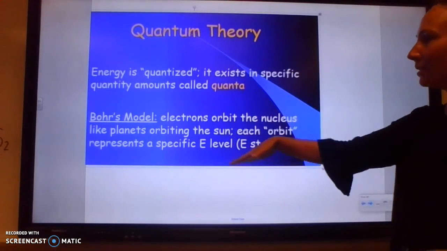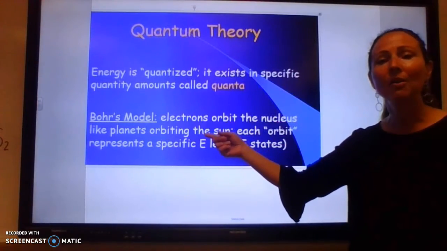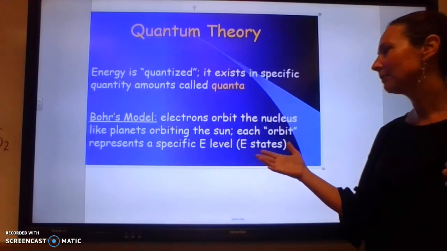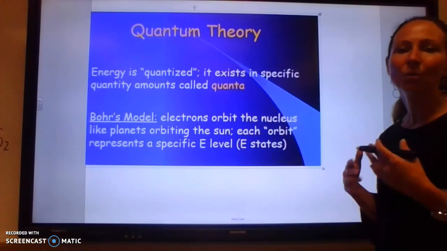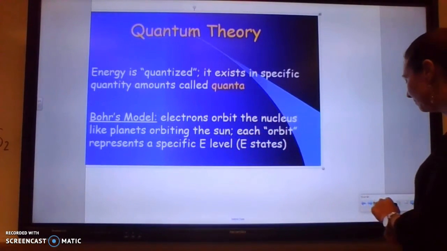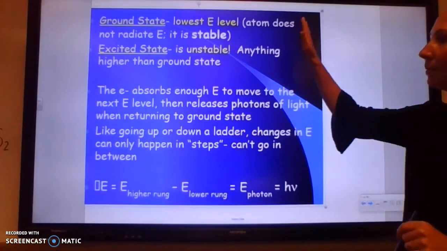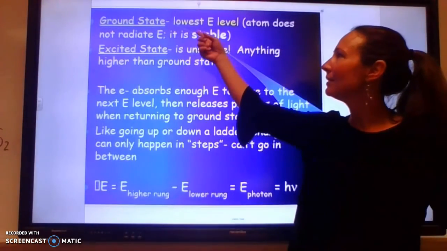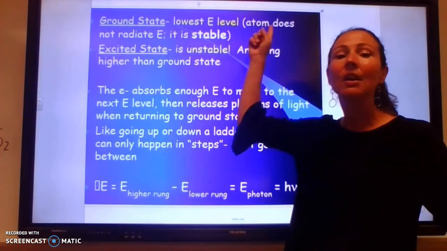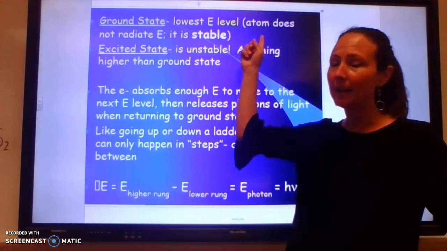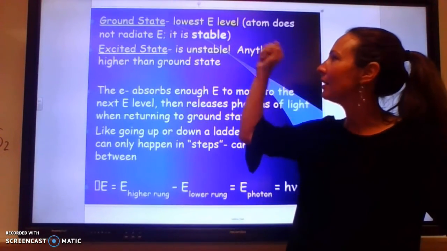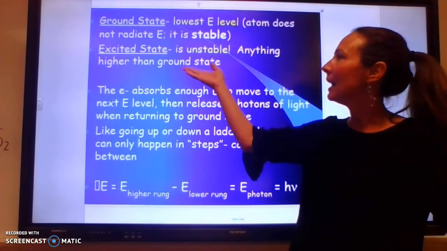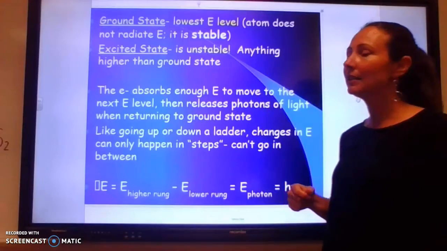And just to let you know, we're going to start studying the Bohr model of an atom, and the Bohr model is going to be based on these different energy levels. Okay, it's very similar to the planets orbiting the sun. We'll get into that later. And then we kind of already talked about this. I don't really want to get into this very much, but the ground state is your lowest energy level. That's the one that is stable. Okay, no energy is radiated here. Then you get to the excited state, which is anything above the ground state, and it's unstable. That's the main thing you need to take from this.